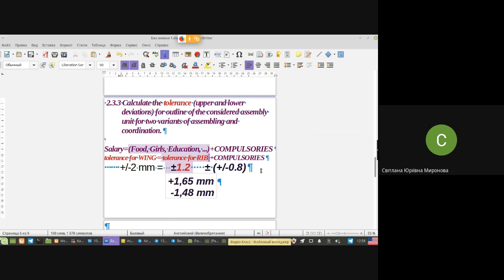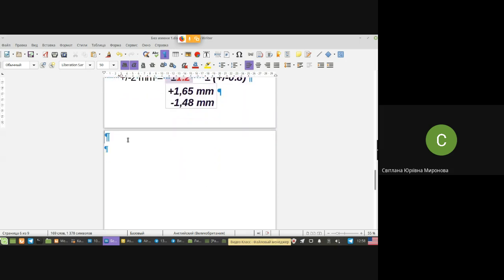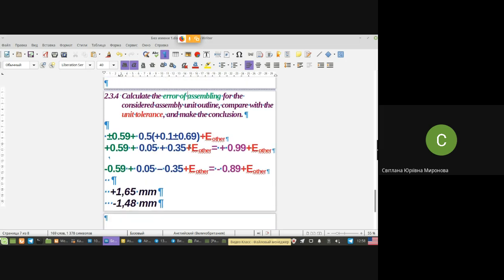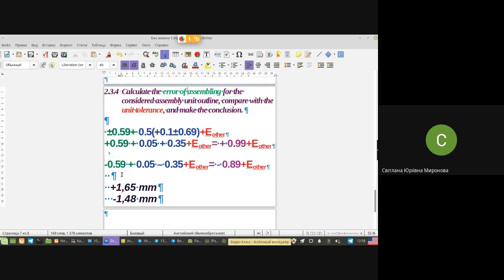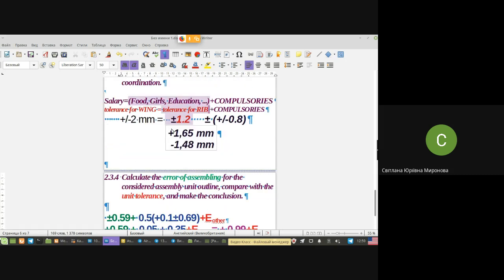After we have calculated accuracy, assembly errors, after we made the next step of calculations, it appeared that the possible dispersion of sizes of real objects is like this. What should we do?